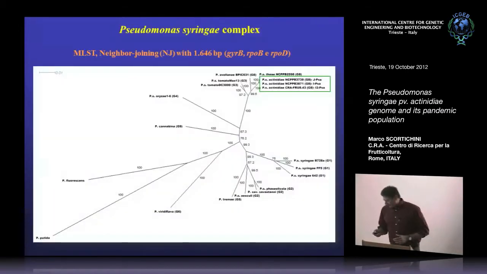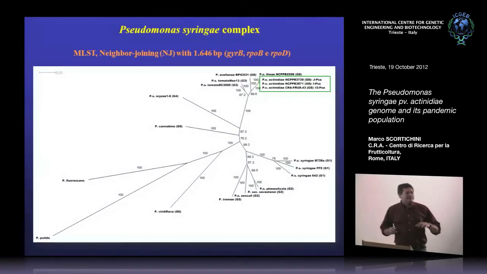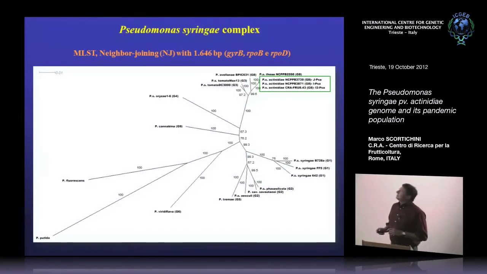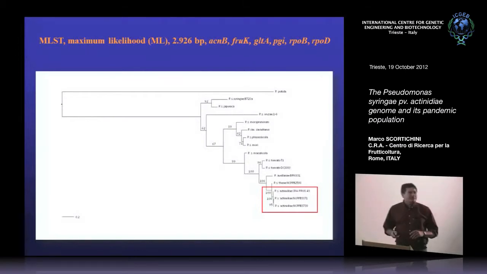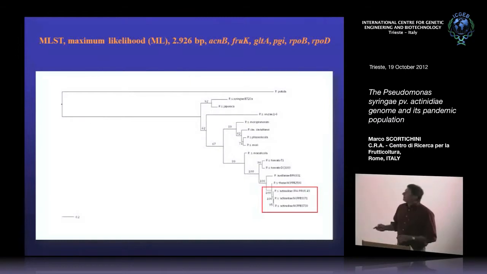Just very, very short on this, just to say that this pathogen is a member of the Pseudomonas syringae complex that, you know, is a quite large group of bacteria, all of them related to plants. So it's a genuine member of this group. We have this MLST, a common technique to go into detail in the taxonomic relationships, but we just confirm this aspect.